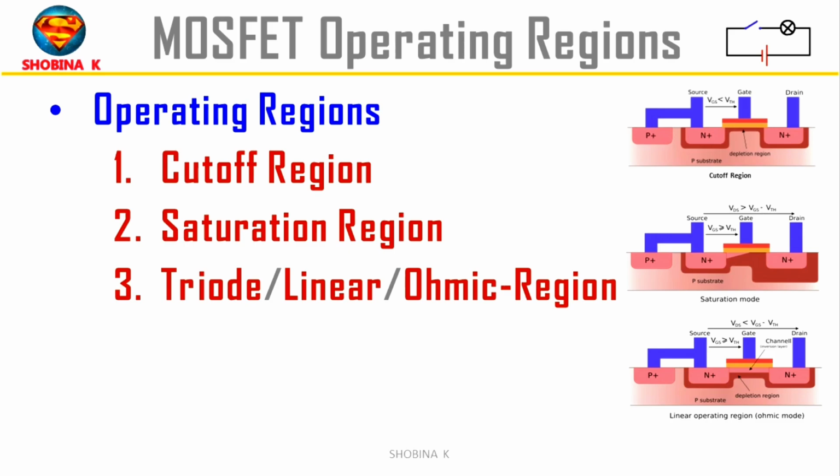In this video, we will discuss the operating regions of MOSFET. Specifically, we will cover cutoff region, saturation region, and triode region. Triode region is also known as linear or ohmic region. And I will explain how MOSFETs behave in each region.